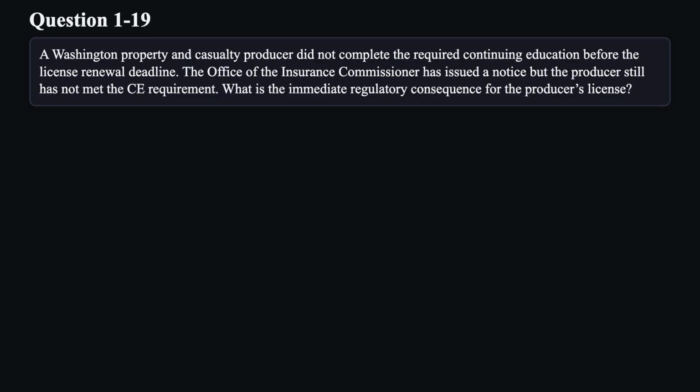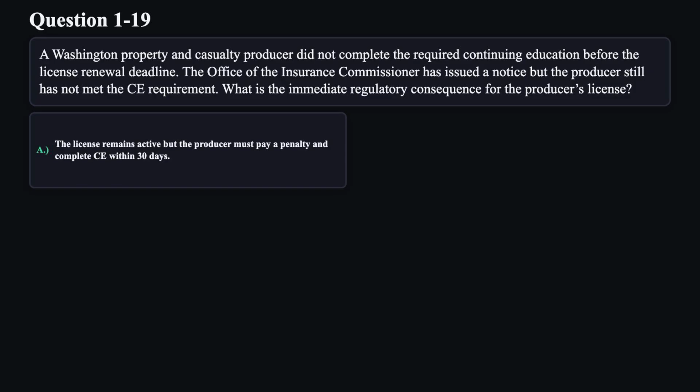Question 19. A Washington property and casualty producer did not complete the required continuing education before the license renewal deadline. The Office of the Insurance Commissioner has issued a notice, but the producer still has not met the CE requirement. What is the immediate regulatory consequence for the producer's license?